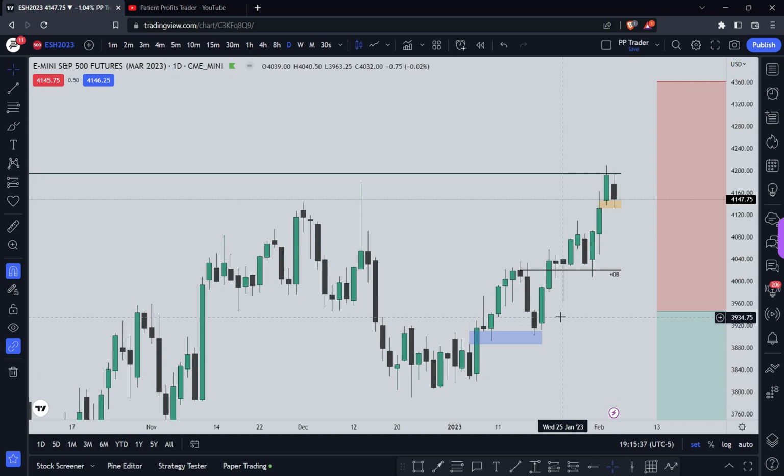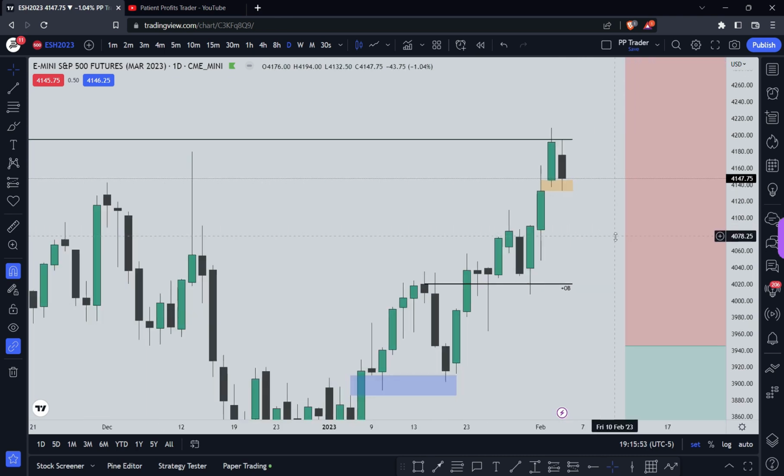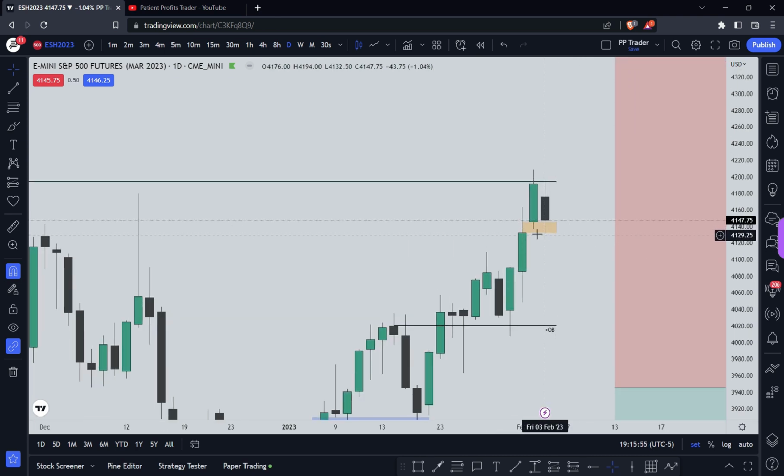It's either moving to a liquidity pool, buy side or sell side, so relative equal highs, relative equal lows, old highs and old lows, or it is moving to an area of inefficiency, an area where price has not been efficiently delivered. An example is this. Price was not efficiently delivered here. So the algorithm is going to want to reprice to this area.